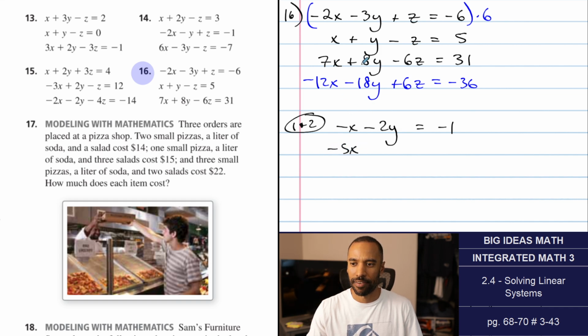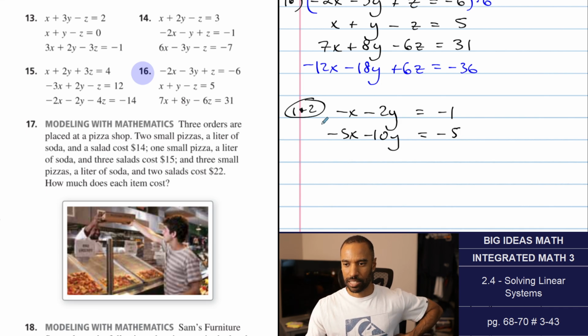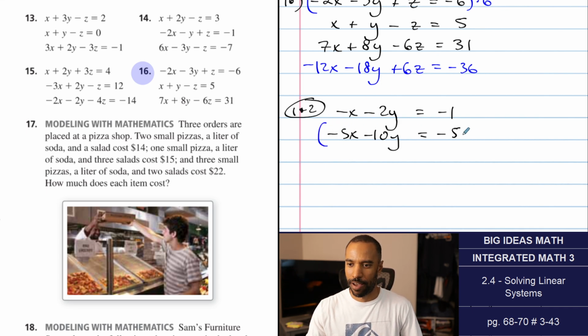So now I have negative 5x minus 10y. A lot of negatives in this result, though. Z's are gone and equals negative 5. I could take the bottom equation and divide by negative 5 with all of them, and I get positive x plus 2y equals positive 1. You can see where this is going.